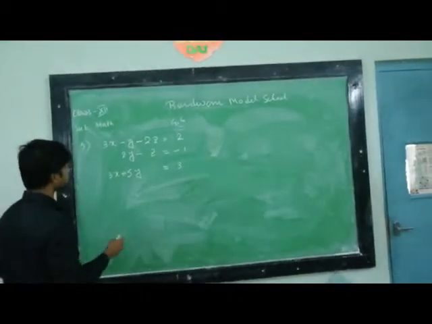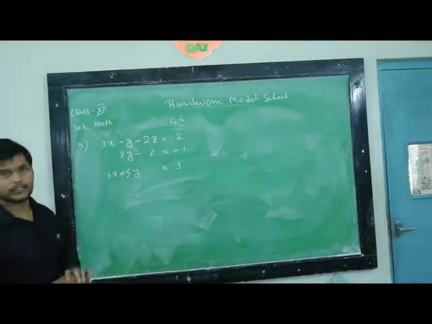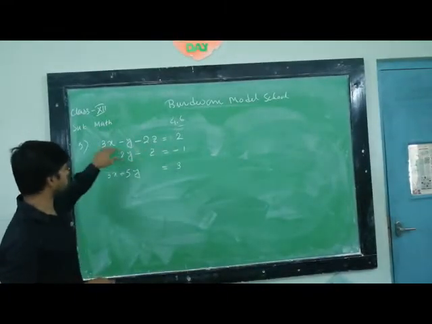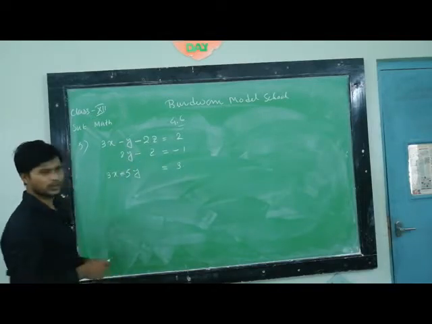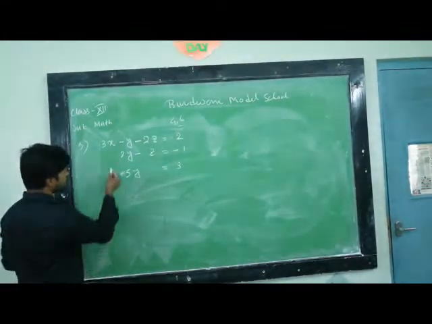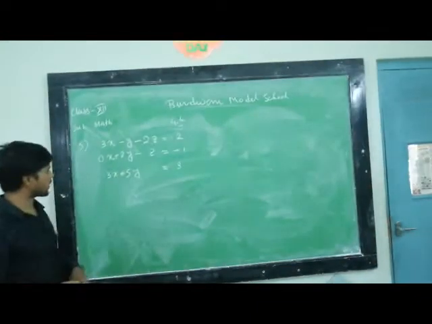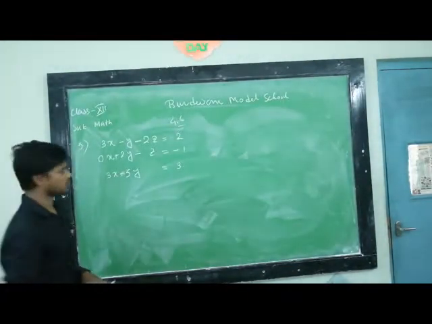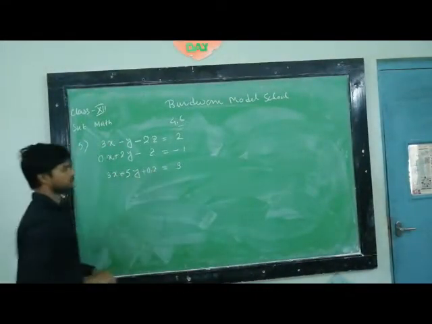Now look, this system of equations has 3 variables x, y and z. In the first equation there are 3 variables. In the second equation there are 2 variables, y and z. X is not given, so we can write it as 0 into x, and in the third equation z is not given, so we can consider it as 0 into z.